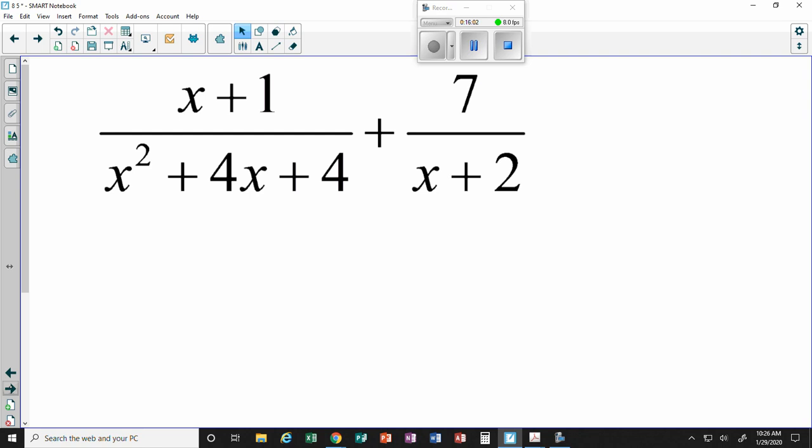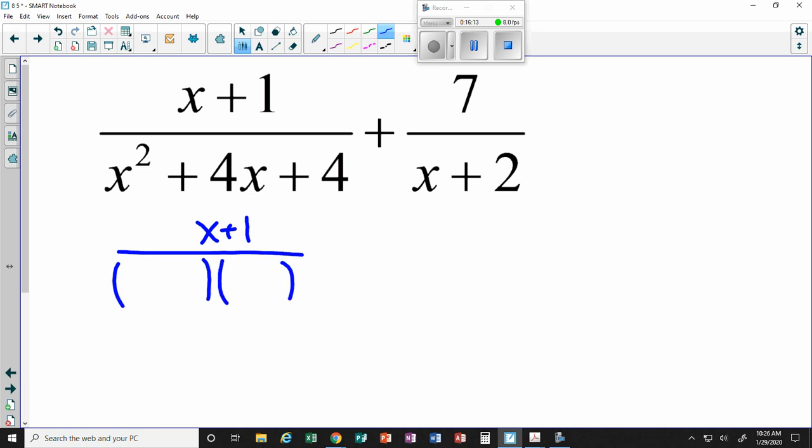So, how do I factor x squared plus 4x? So what's the bottom going to factor into? Yep. So x. So we ask what multiplies to 4 and adds to 4. To multiply to a positive and add to a positive, they both have to be positive. So what are the factors of 4 that add to 4? 2 and 2.